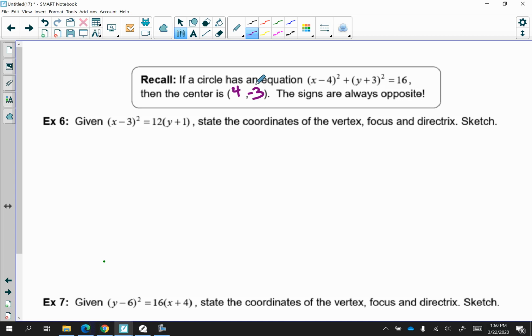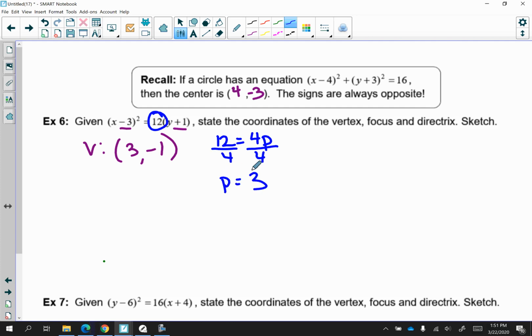So if you notice in number 6, given x minus 3 squared is equal to 12 times y plus 1, my vertex is going to have the opposite signs. We're no longer at 0, 0. So it's 3 comma negative 1. Then, because it's x squared, I'm going to take this 12 and I'm going to equal it to 4p divided by 4, and I get p is equal to 3. It's x squared and it's a positive p-value, so I know I'm going to open up.